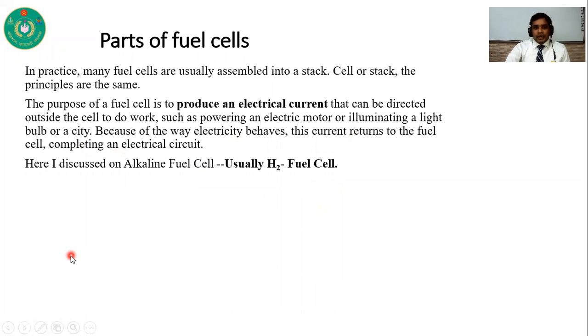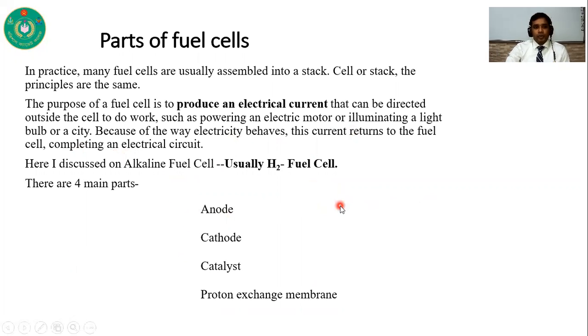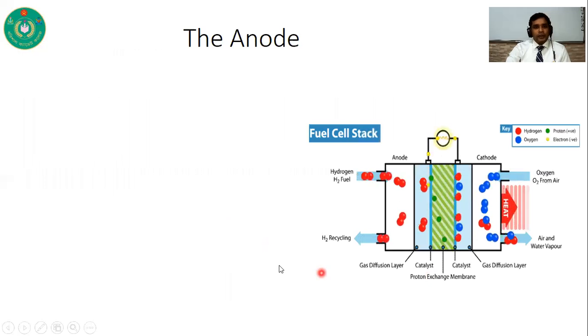So here I discussed the alkaline fuel cell. Usually I discussed the hydrogen fuel cell, and the hydrogen fuel cell is one kind of alkaline fuel cell. There are four main parts of a fuel cell. You already know them: the anode, cathode, catalyst, and proton exchange membrane. In the proton exchange membrane we use basically the electrolyte.